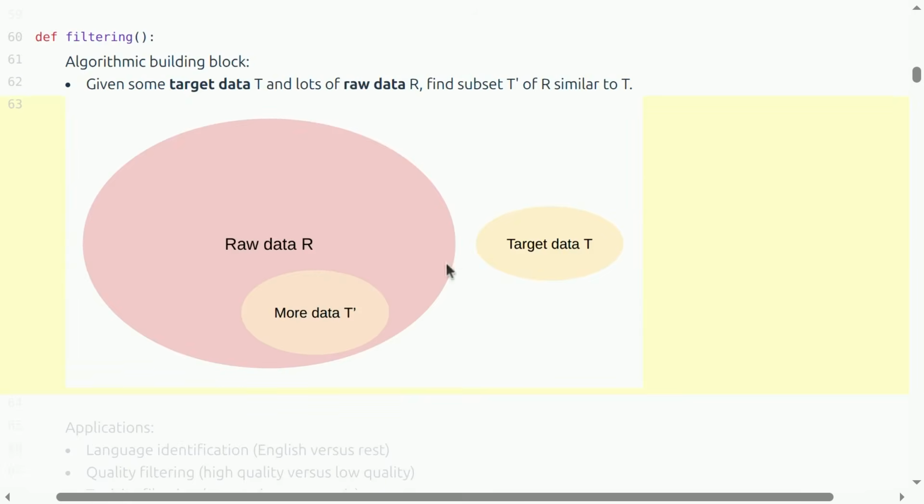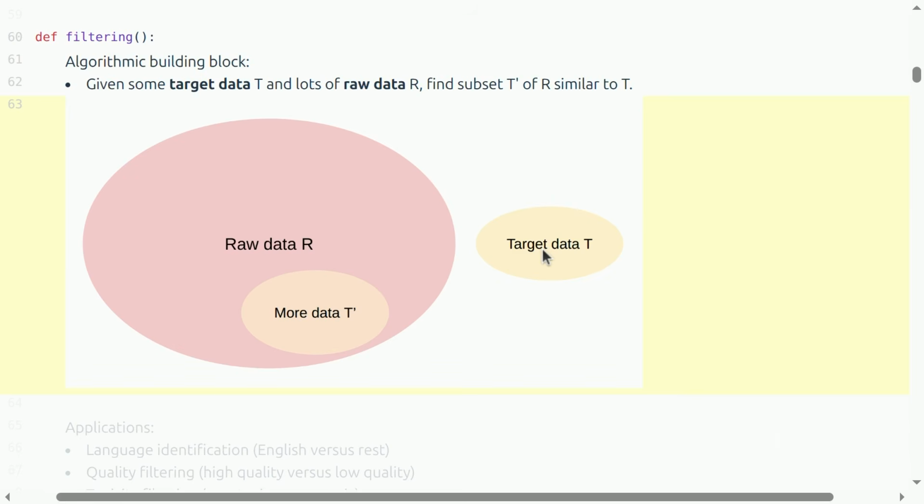Suppose you have some target data that you want to get. This is usually a small amount of high quality data, and lots of raw data. This is the fresh shipment of tokens that you transformed in the previous step. The goal is to find a subset of this raw data that is similar to the target. This is the general skeleton for filtering, and almost all kinds of filtering fall into this schema.